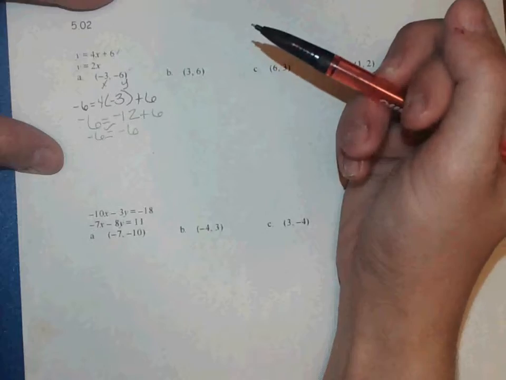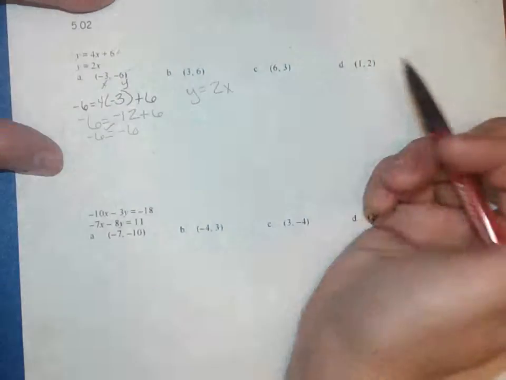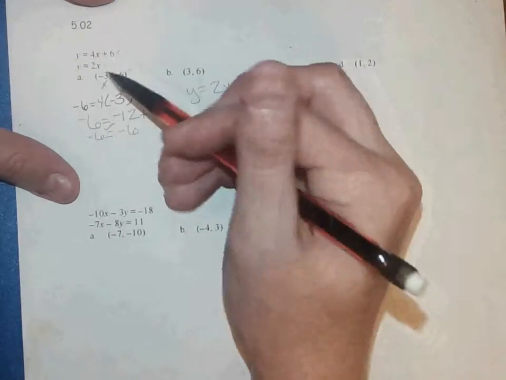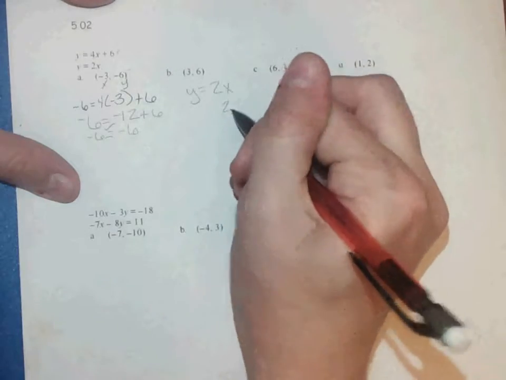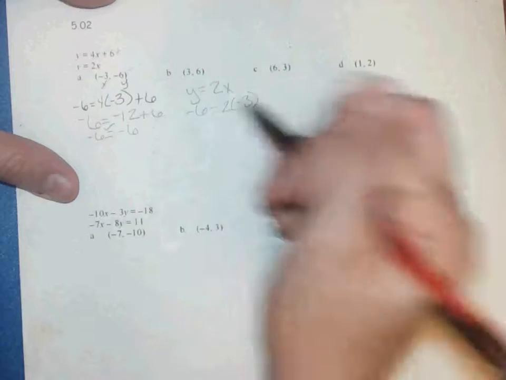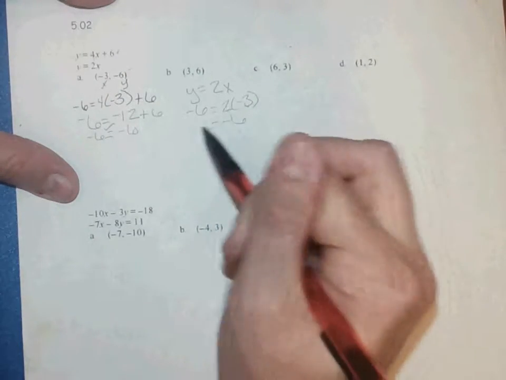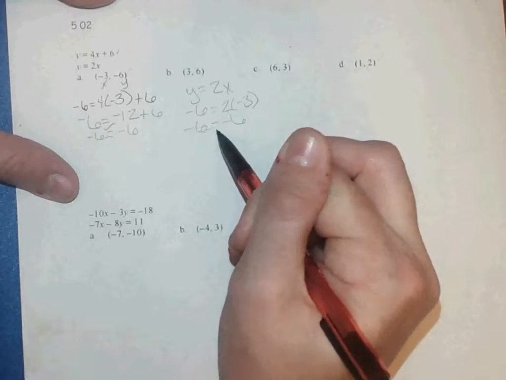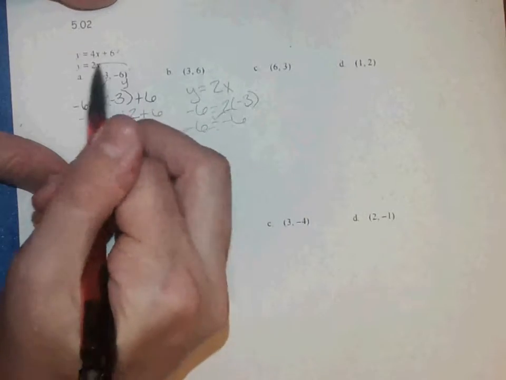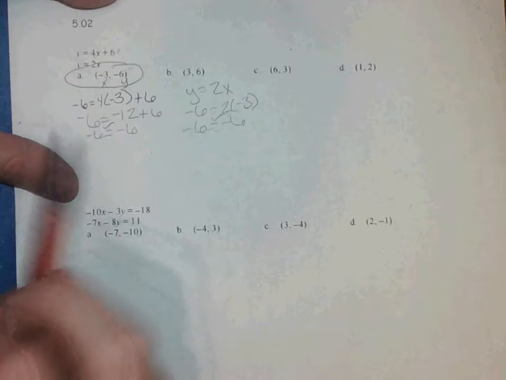Now we need to see if it fits in the second equation. So I've got Y equals 2X. Well, I need to plug the same pair into that equation. So -3 is my X, and -6 is my Y. So 2 times -3 is -6. -6 does equal -6, so this ordered pair right here would be our answer because it makes both equations true.